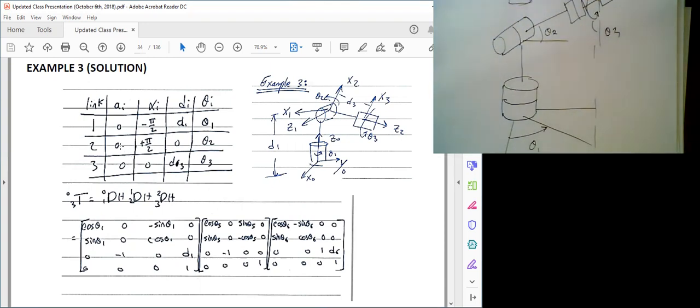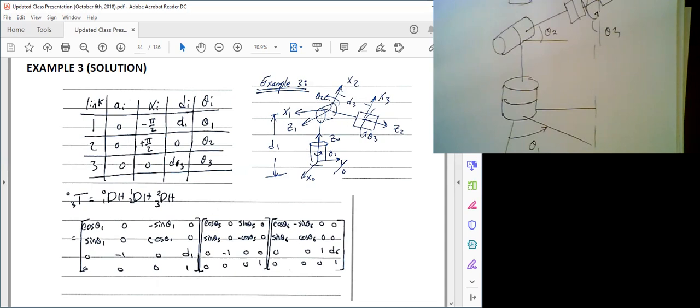Now let's look into row 2 again. So what do I have for A? A is a distance between the z-axis, so it's basically z and z, so it's 0. And then alpha. Alpha is the angle between z1 and z2, about what? About x2. So by how much do I need to rotate z1 into z2? By pi over 2.